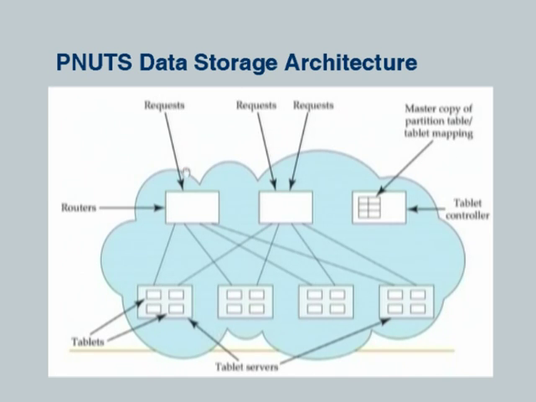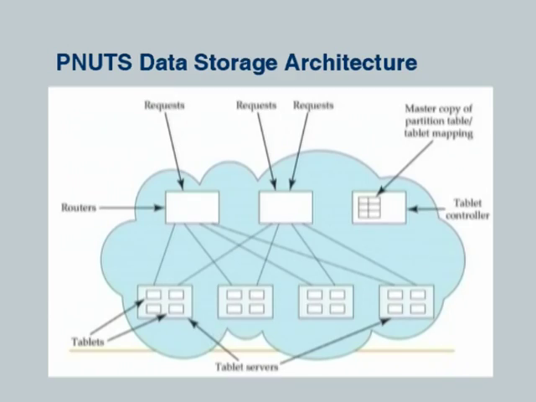So, when a request comes in, it can go to any one of these routers. There are many, there can be hundreds of routers. The router will look at the key value for us, whether it is a get or a put, does not matter. It will look at the key value, and based on the key value, it knows which tablet has that key value and which tablet server has that tablet. There is actually a two level mapping. Key to tablet, tablet to server. So all of this is here. So the router figures that out and sends that request to the tablet server. That tablet server looks up the key value or stores the key value or runs the operation.